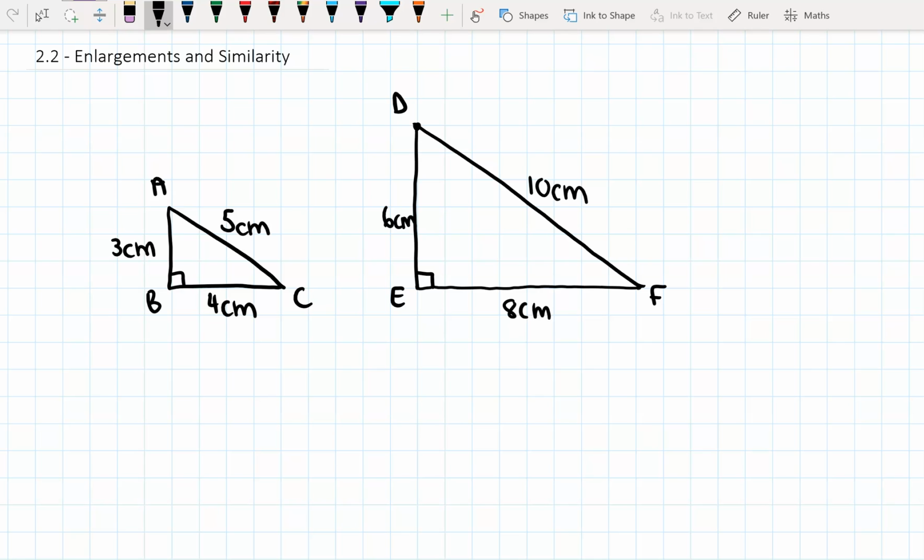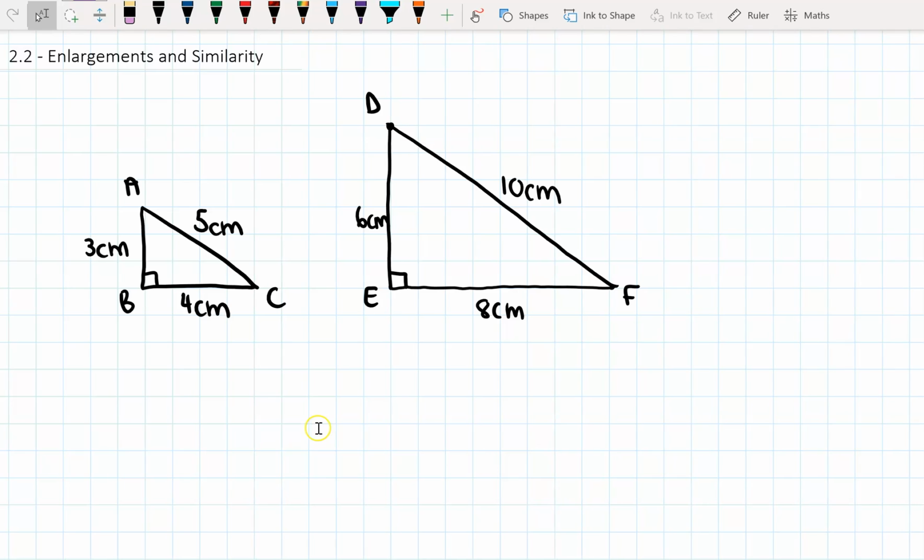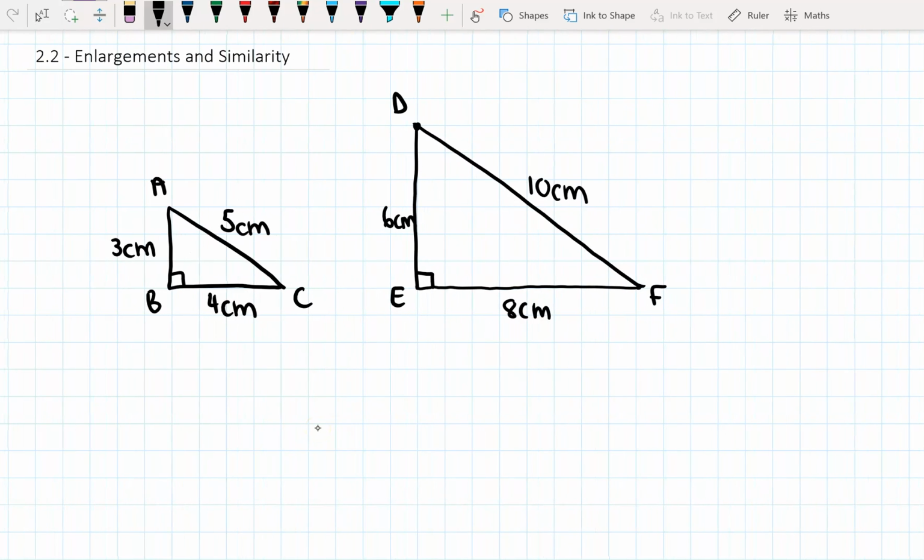So you can see that there is a relationship between the side lengths of these triangles. The side lengths of the bigger triangle are twice as big as the side lengths of the smaller triangle. This can be shown in a ratio table. We've been working with ratio tables so far. We can also put this into a ratio table. All right, so let's have a look.